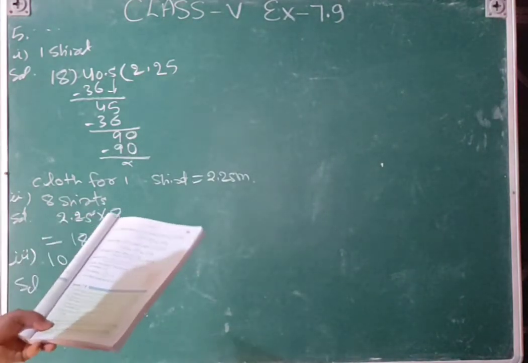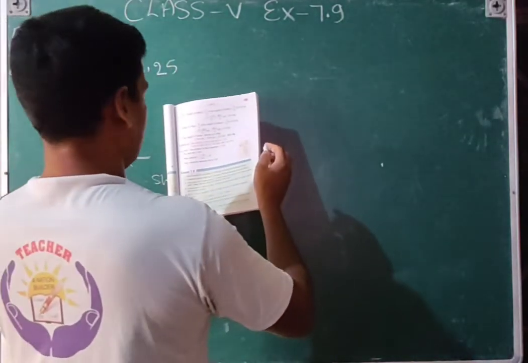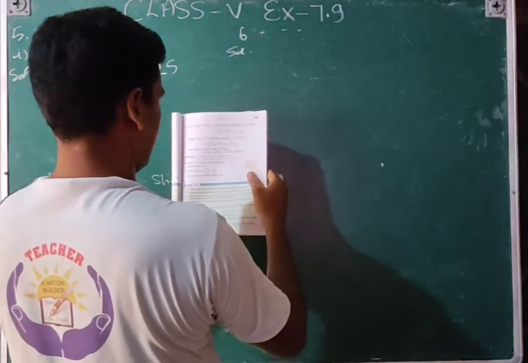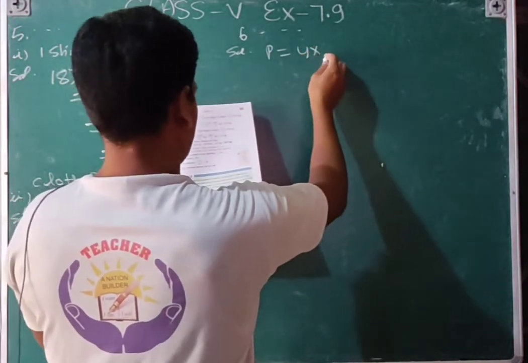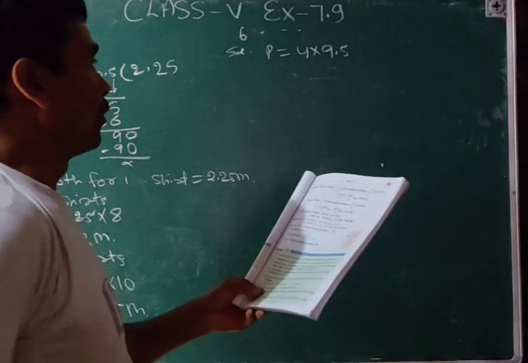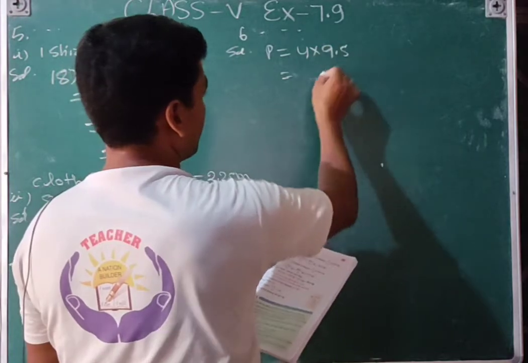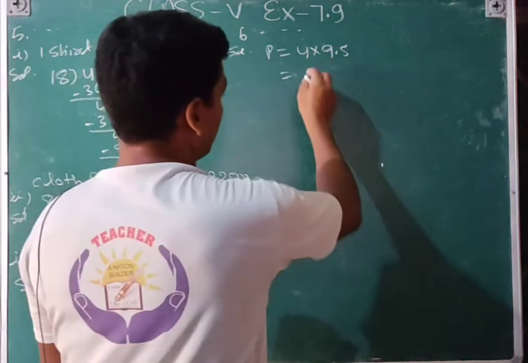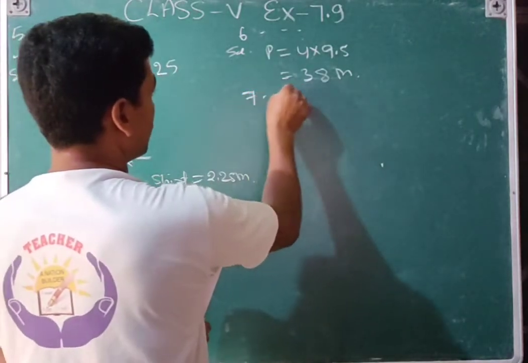Question number 6. Find the perimeter of the square whose side is 9.5. So the perimeter is equal to 4 into 9.5, because a square has 4 sides. So that will be 4 fives are 20, no need to write. And then 4 nines are 36 and 2, 38 meter.